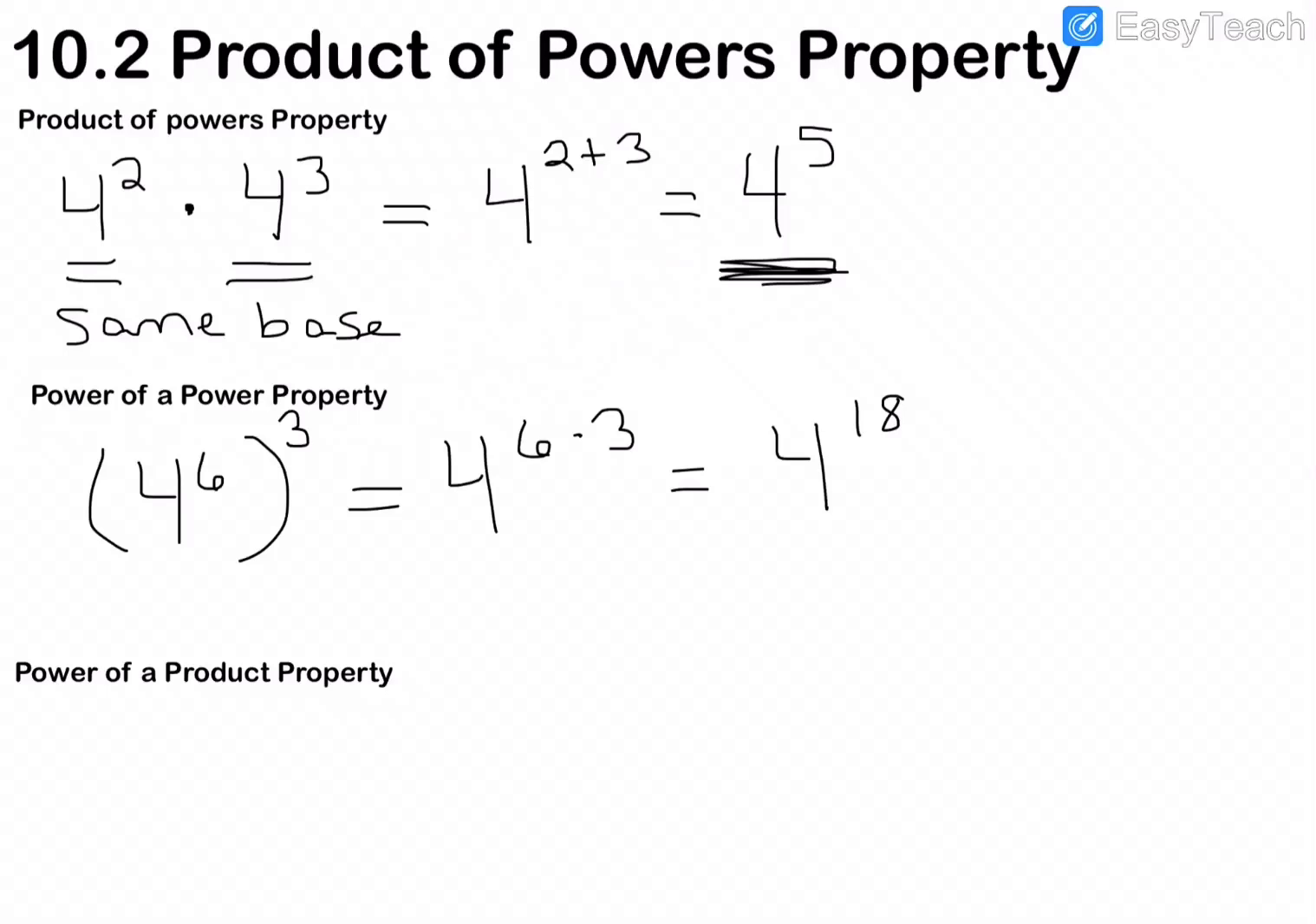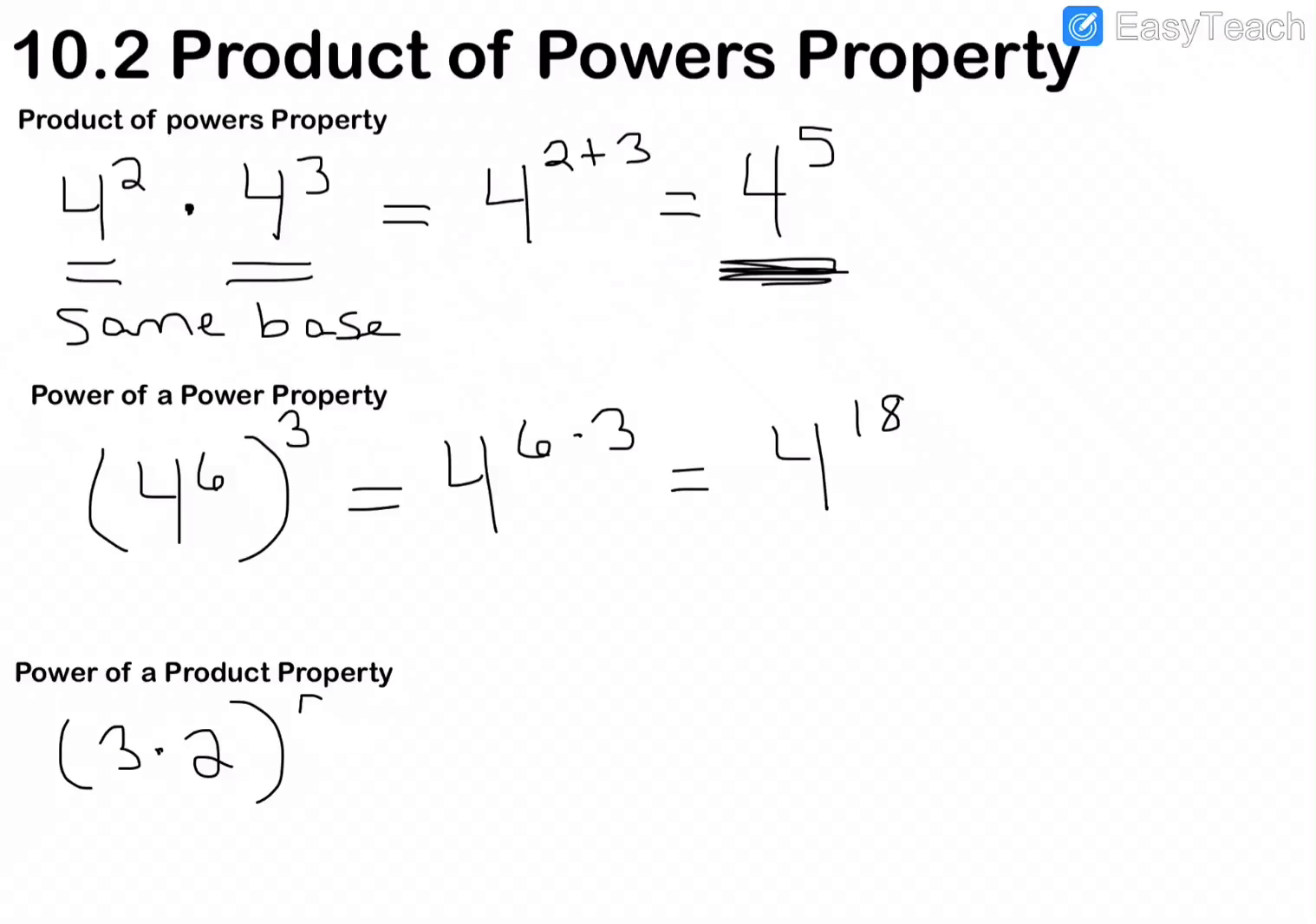The last one is power of a product property. I promise you, try not to confuse you with these different terms. I know they're just kind of switching the words around. The first one was product of a power. Now we're on power of a product. Okay, so they're saying power of a multiplication problem. So if I had 3 times 2 in parentheses to the power of 5, do you agree that this right here is a product? Yes, because it is a multiplication problem. And we're doing a power of a product.